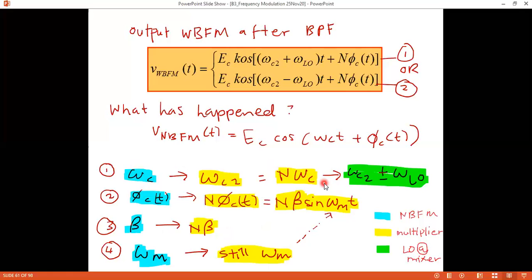And with the mixer, our operating frequency will be changed, either plus or minus omega LO. So from omega C2, it is changed to omega C2 plus or minus omega LO.